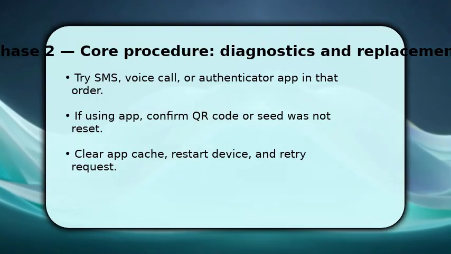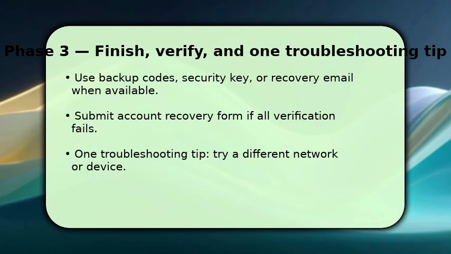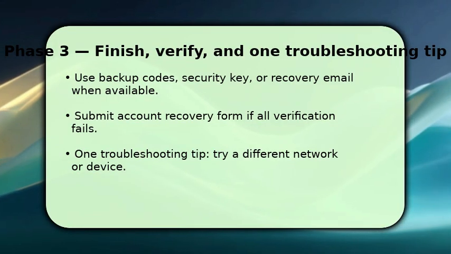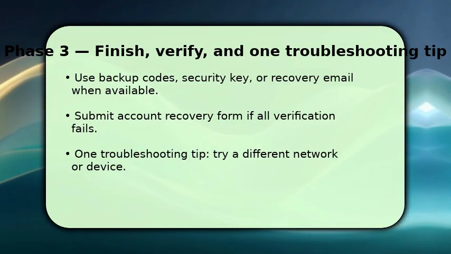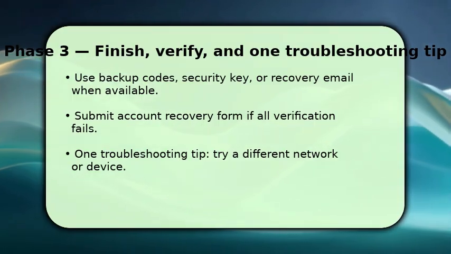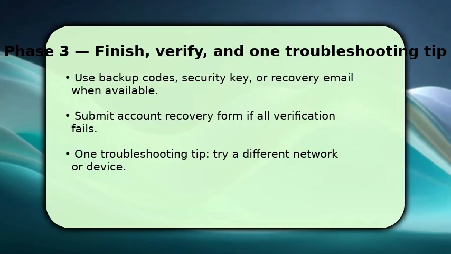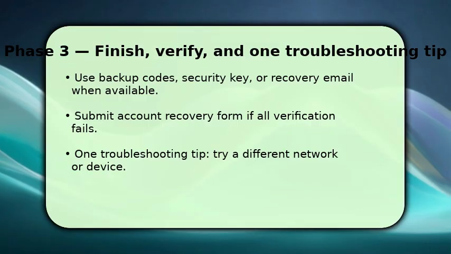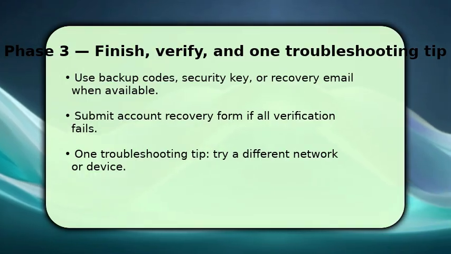To complete access, use backup codes or a registered security key if you have them. Those always bypass SMS. If none exist, use the account recovery form and provide as much accurate history as possible: dates, devices, common locations, which helps Google verify you. Make sure to try signing in from a familiar device and network. Systems trust known environments. If problems persist, attempt the process on a different network or device as a key troubleshooting step, because carrier or device issues often block OTP delivery.